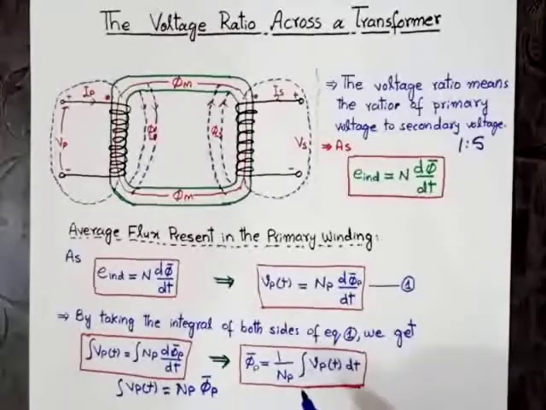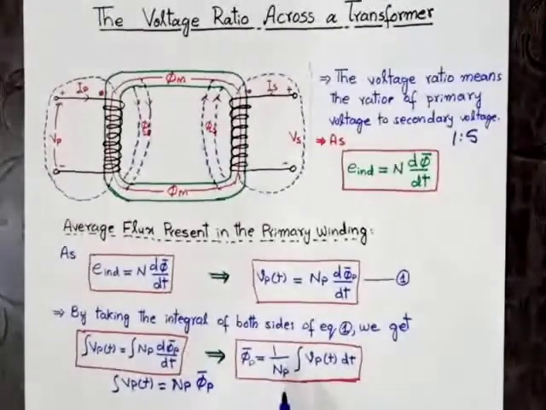By using this formula, we can calculate the average flux of the primary winding of the transformer, that is the average flux due to the primary winding or the primary current. Here Np is the total number of turns, Vp(t) is the applied voltage across the primary winding, and phi dash p is the average flux across the primary turns. So this is the average flux present in the primary coil of the transformer.